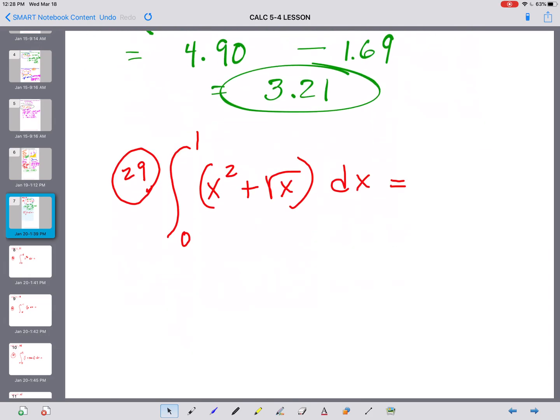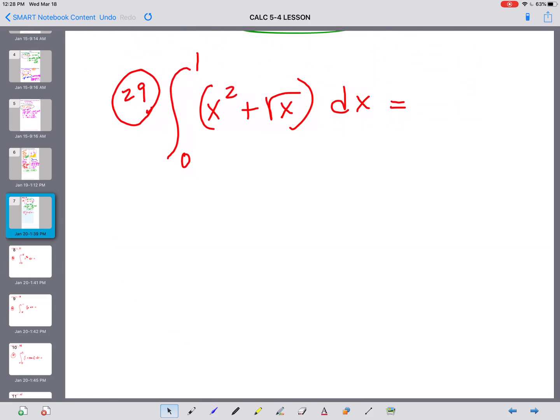27. Here's 29. On this one, the first thing we need to do is rewrite it because we've got a square root of x. We don't want that. It's tough to take the antiderivative of a square root, just like it was tough to take the derivative of a square root. Here we go, 0 to 1, x squared plus x to the what power? Chloe, what power? Yeah, you're right. It's to the 1/2 power. Now, there's the definite integral.